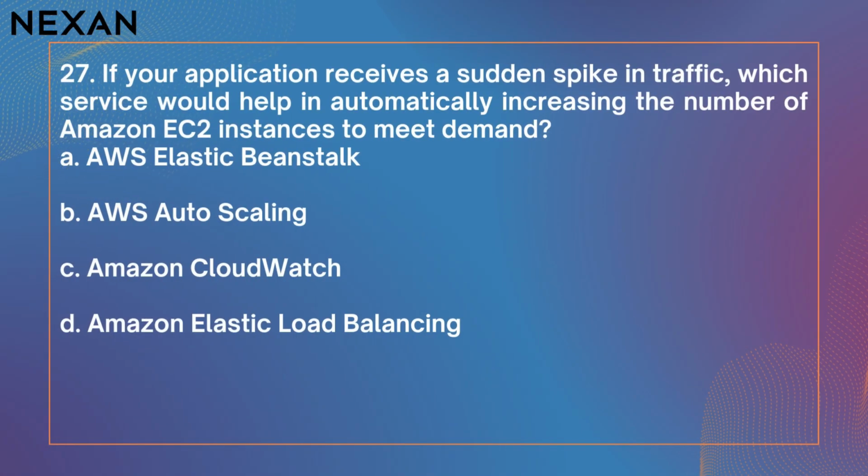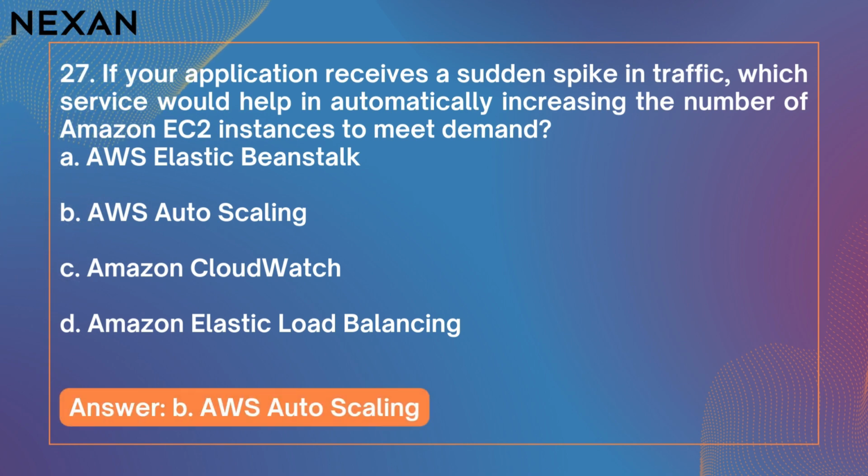27. If your application receives a sudden spike in traffic, which service would help in automatically increasing the number of Amazon EC2 instances to meet demand? A. AWS Elastic Beanstalk. B. AWS Autoscaling. C. Amazon CloudWatch. D. Elastic Load Balancing. Answer B. AWS Autoscaling.